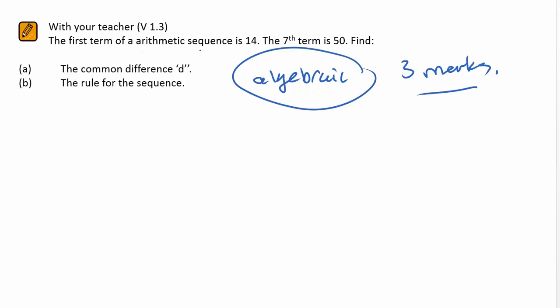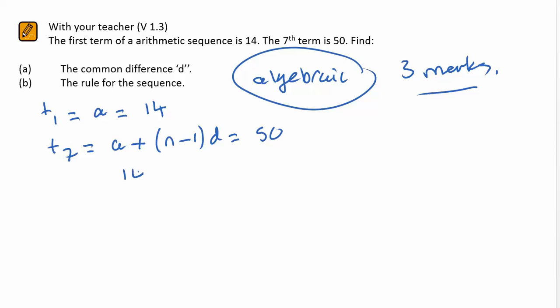Now, I know two things about this question. I know the first term and the seventh term. So I'll write down what I know. That's the first term, 14. Seventh term is 50. So I've got 14 plus (n minus 1) d, where d is the difference, is equal to 50.